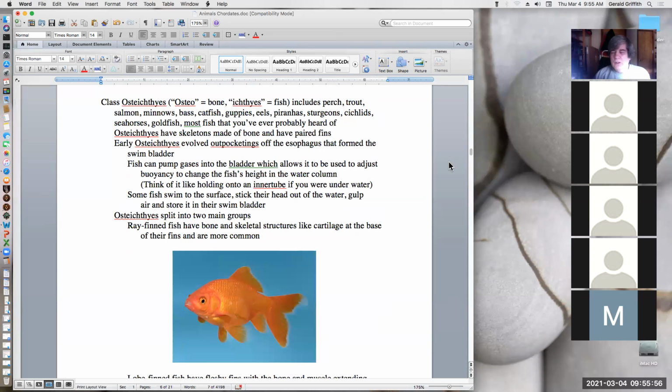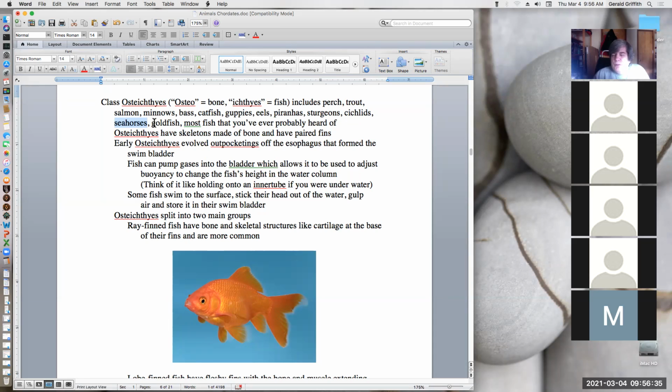Okay, let's look at one more group of fish. And this is the class Osteichthyes. And osteo means bone. So this is really most of the fish that you've heard of. Includes the fish that people typically eat. Includes fish that you've seen in nature specials like piranhas. It includes fish like sturgeons. It includes fishes that are sold at pet stores. It includes some weird fish like seahorses.